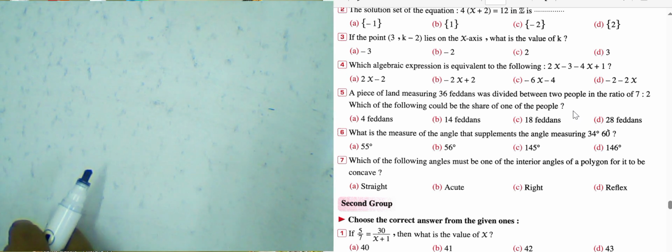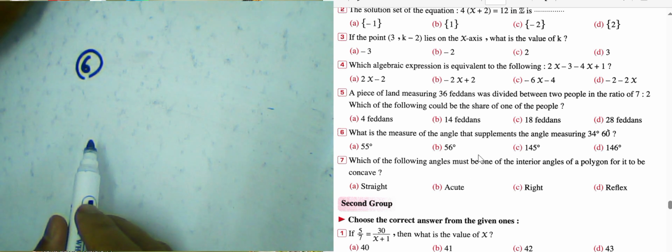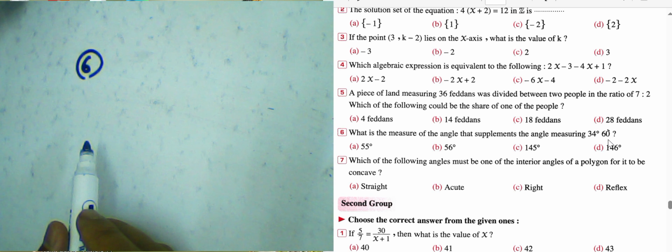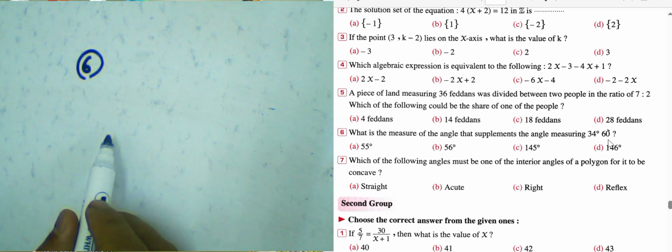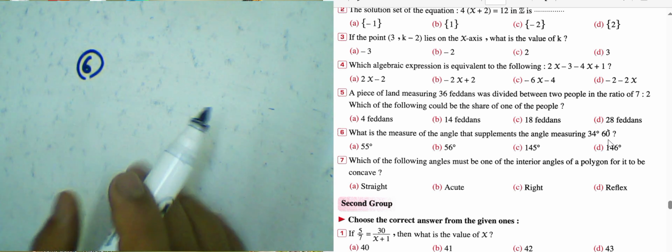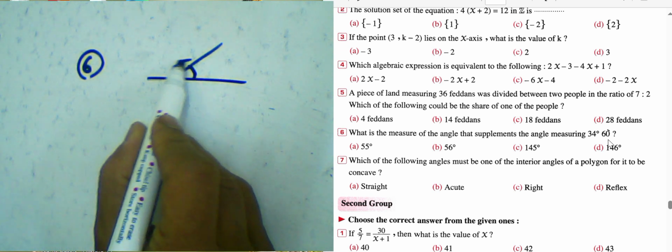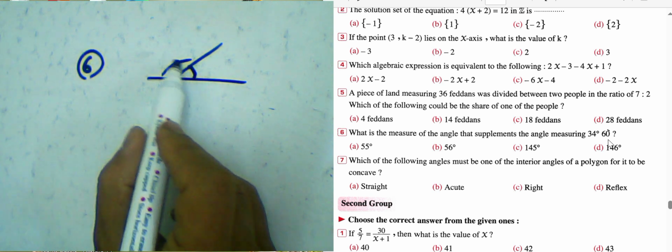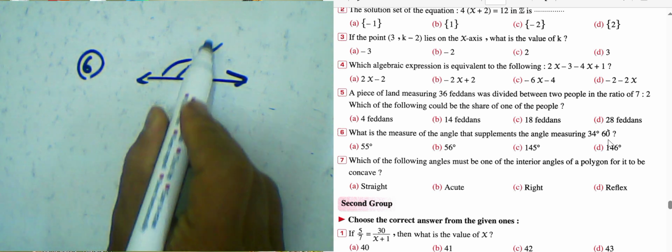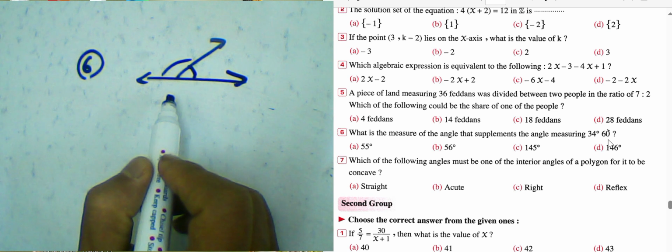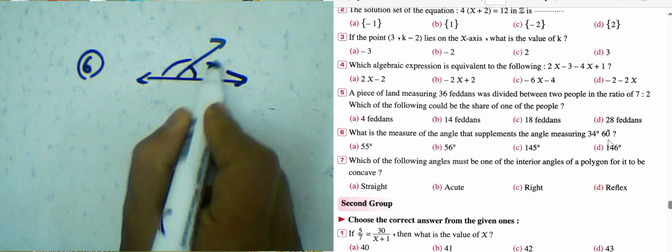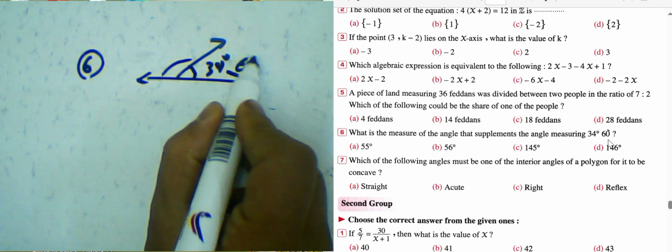Okay, next, question number 6. What is the measure of the angle supplementary to the angle 34 degrees and 60 minutes? We know supplement means the sum of two angles equals 180. We have acute angles and obtuse angles. An obtuse angle supplements an acute angle. We have this angle, the measure is 34 degrees and 60 minutes.